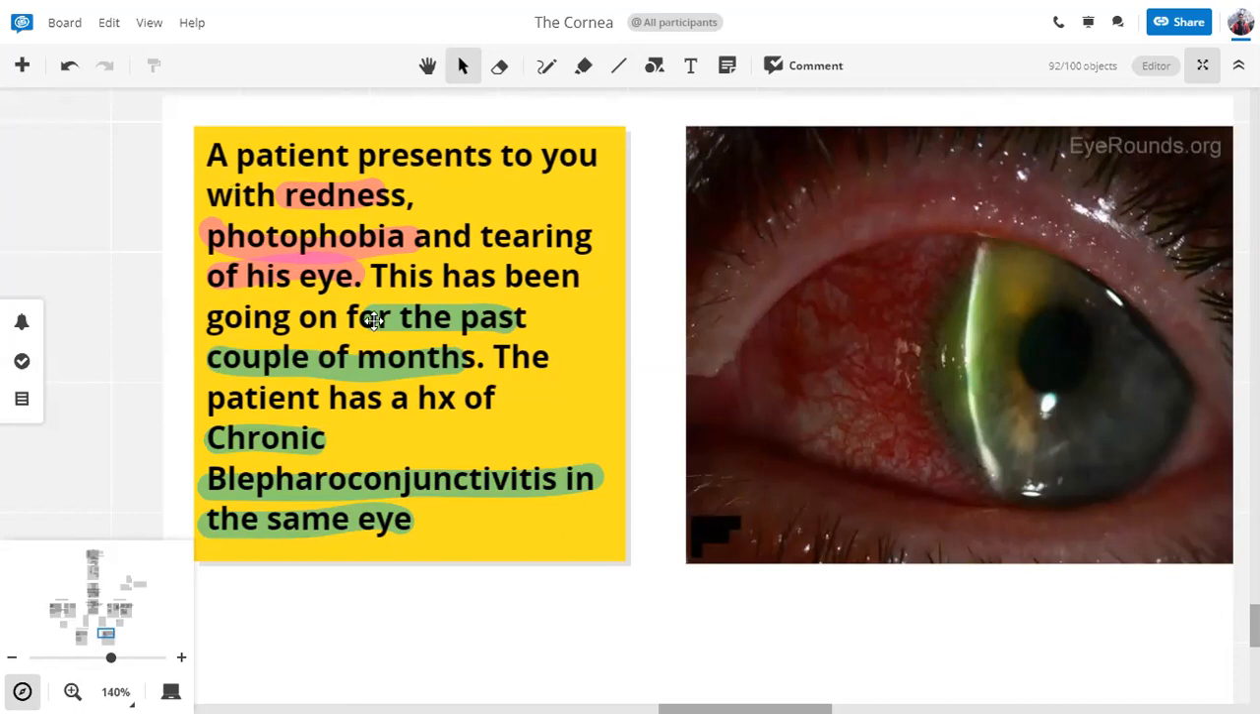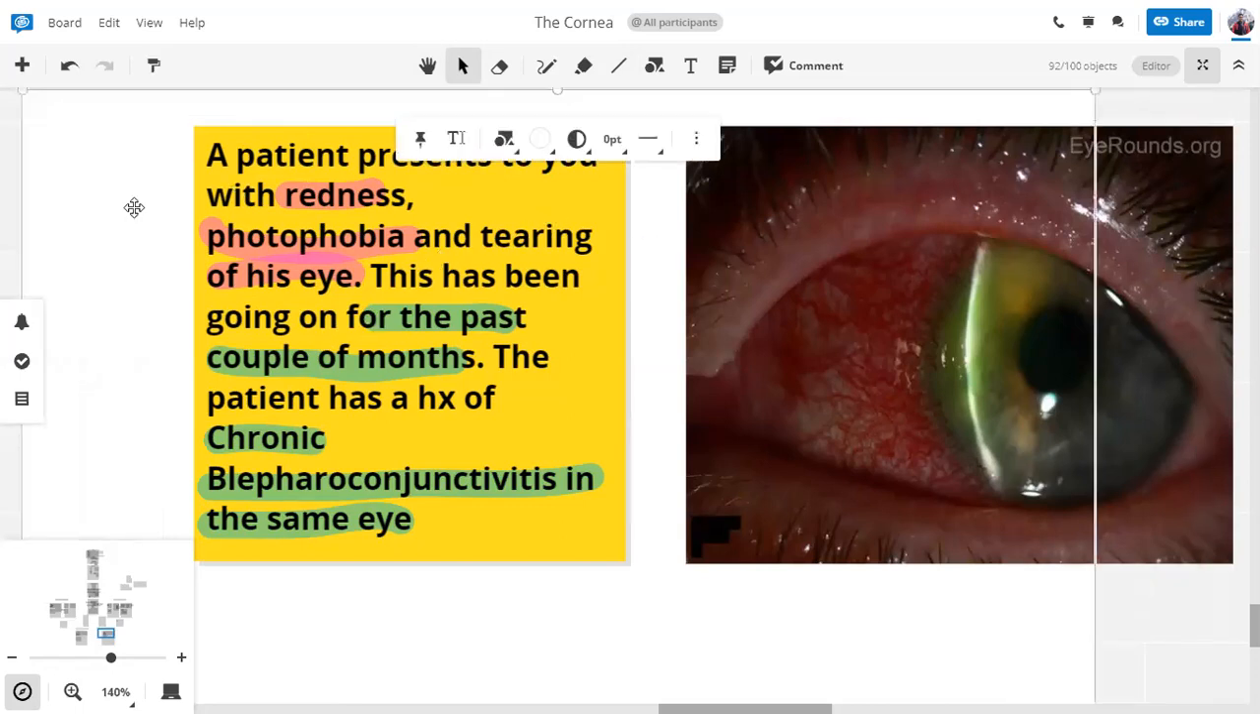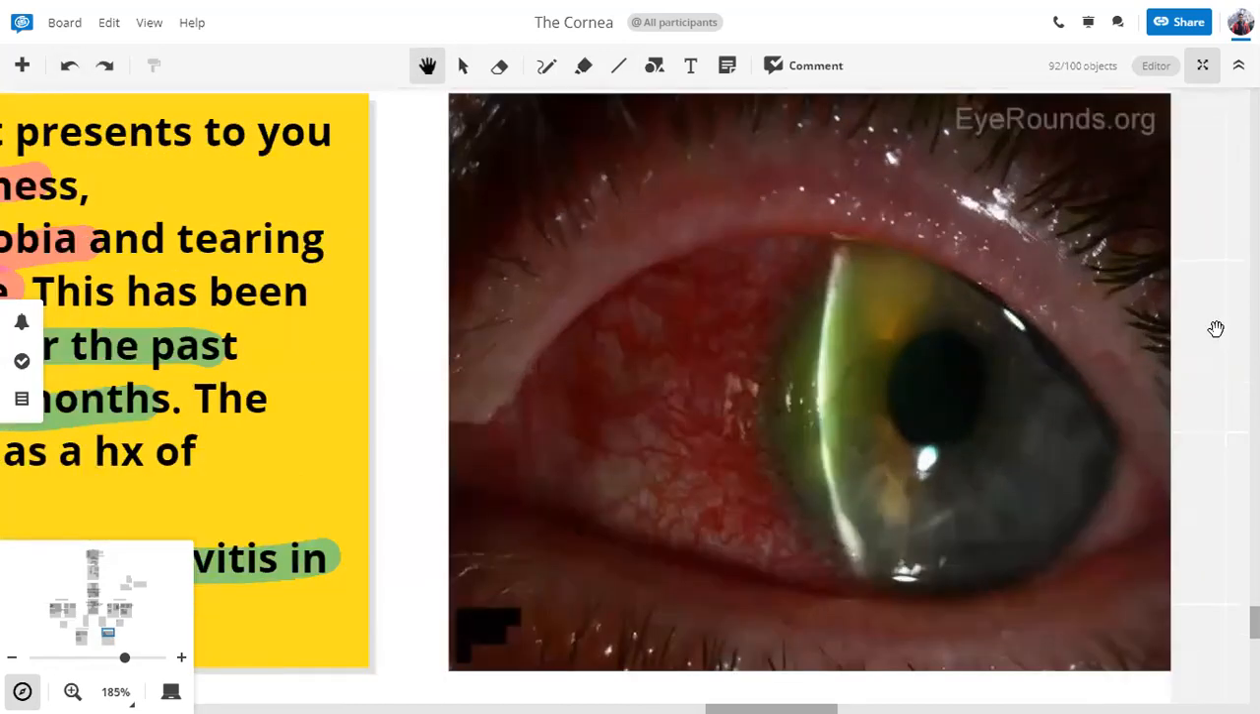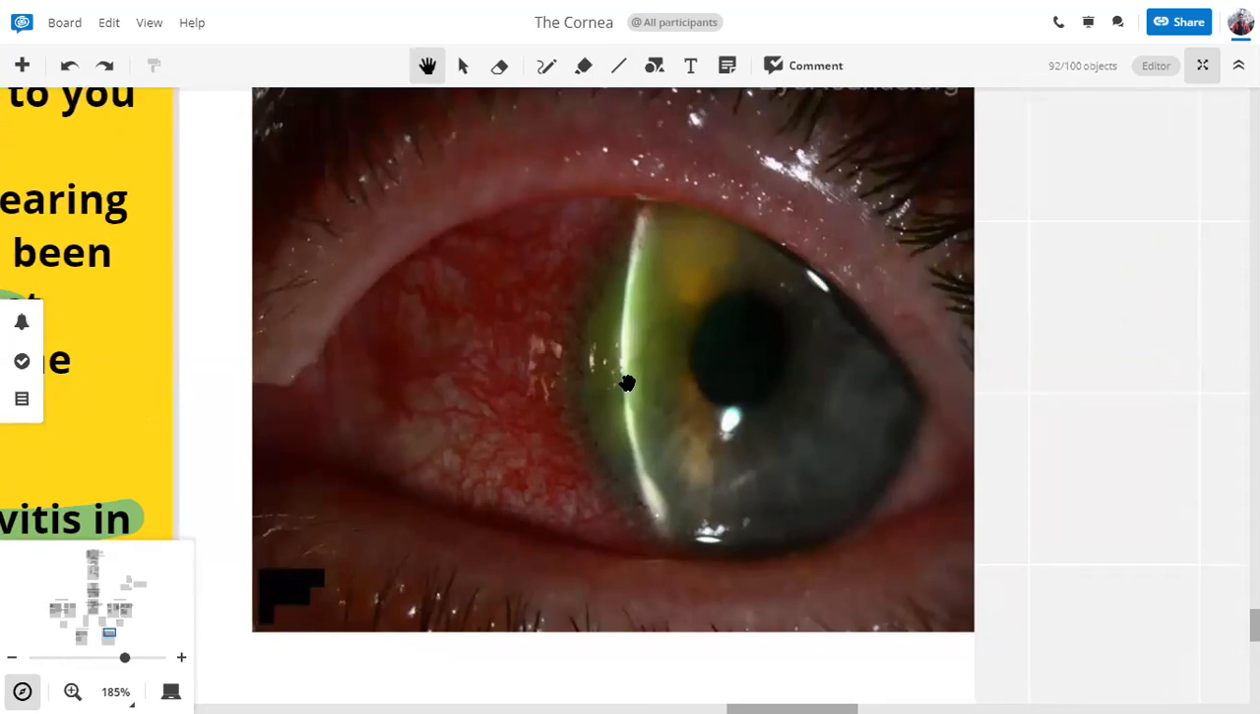So our patient, let's do the examination now, the case review. On examination, we have a corneal ulcer. How do we know it's a corneal ulcer? It's staining green. And this green stain is at the margin of the cornea.